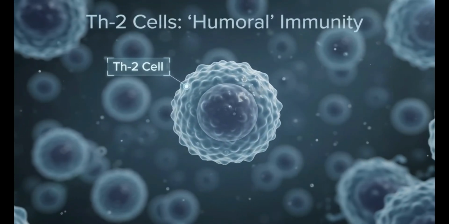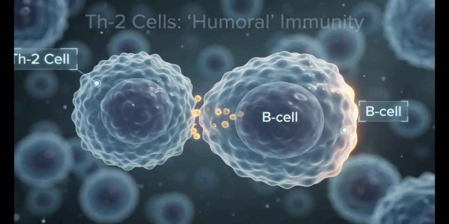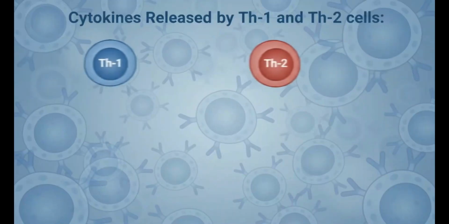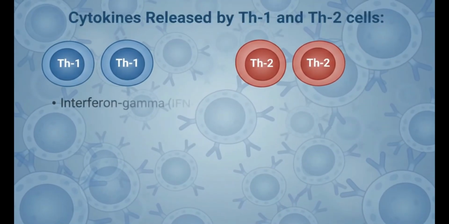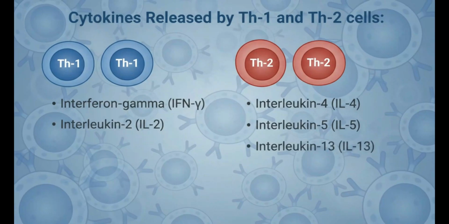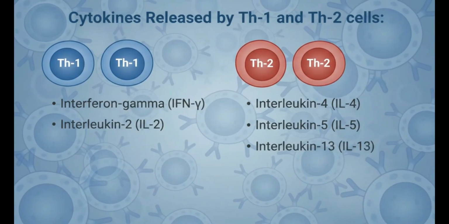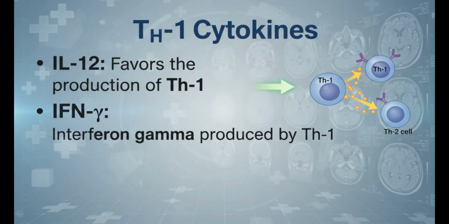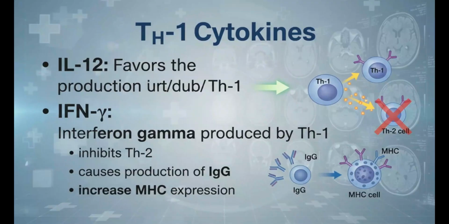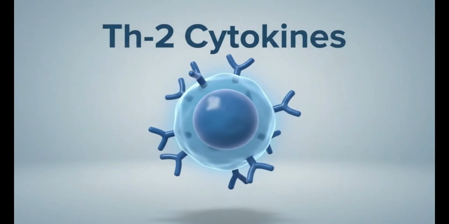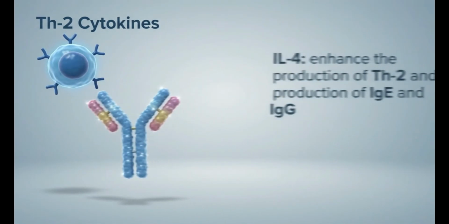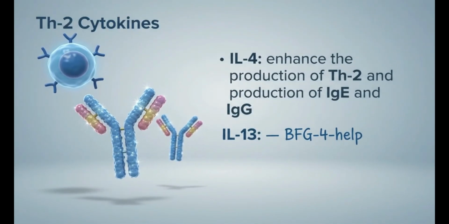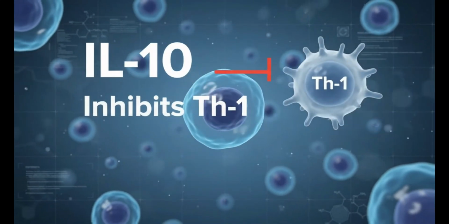Th2 cells, humoral immunity. Activate B cells to produce antibodies, mainly IgE and IgA. Cytokines released by Th1 and Th2 cells. Th1 cytokines: IL-2 and interferon gamma inhibit Th2, and cause production of IgG and increase MHC expression. Th2 cytokines: IL-4 enhances the production of Th2 and production of IgE and IgG. IL-13 helps. IL-10 inhibits Th1.